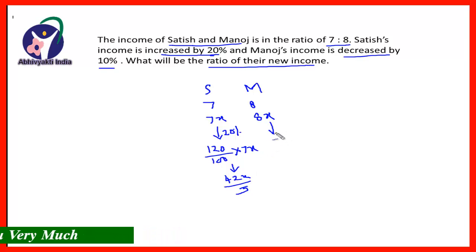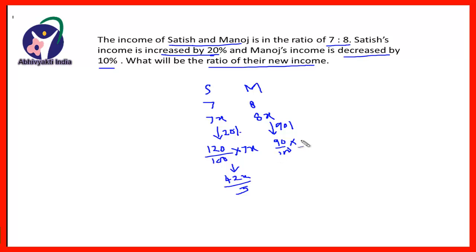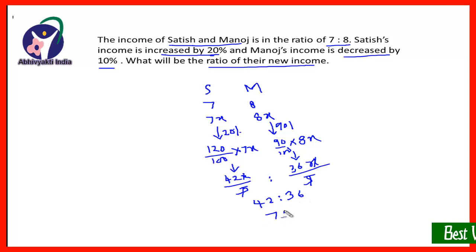Similarly, Manoj's income is decreased by 10%. It means it remained 90%, and therefore 90% of 8x, that is 90 by 100 into 8x. This will be Manoj's new salary. So this will be equal to 36x by 5. So its ratio will be, 5 will get cancelled, x will get cancelled. The ratio will be 42:36, and this is nothing but 7:6.